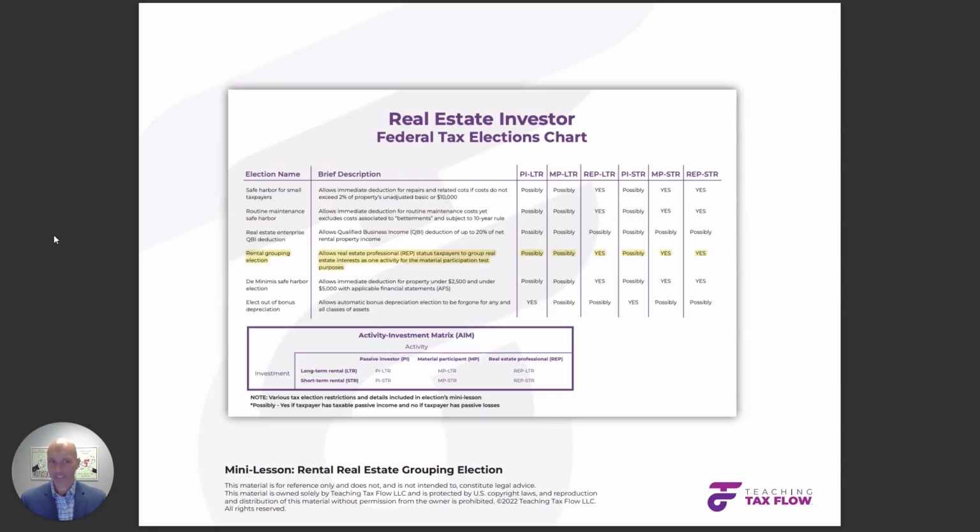We're going to go back to that AIM matrix. This is a familiar chart for people that are within the Teaching Tax Flow ecosystem. We're looking at that rental grouping election. So who does this make sense for the most? Well, the slam dunk people are going to be your rep status taxpayers with long-term rentals, your material participants with short-term rentals that are meeting that short-term rental loophole, and your rep status with short-term rentals. Possibly this makes sense with a passive investor with a long-term rental, material participant with a long-term rental, or passive investor with a short-term rental.